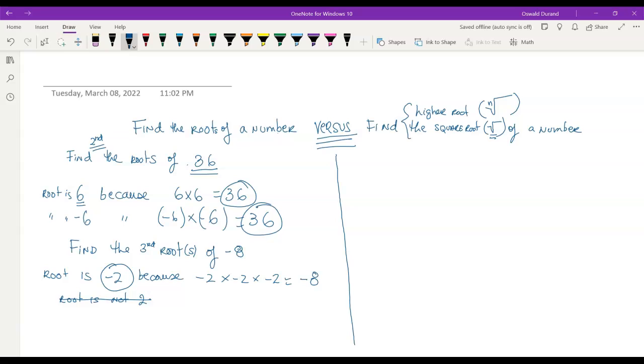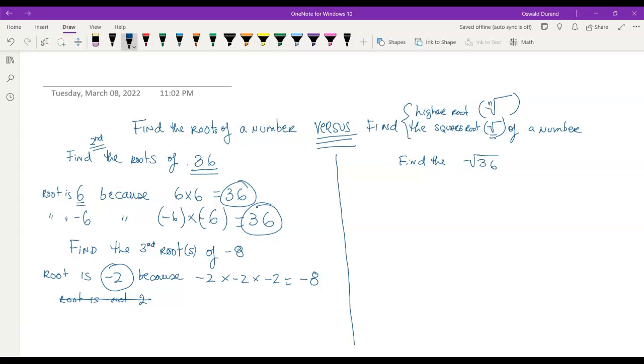Okay, that's for the roots. Now, let's say I want to find the square root of 36. Finding the square root of a number, or of 36, is not the same thing as finding the roots of 36. Two different things. Related, but two different things.